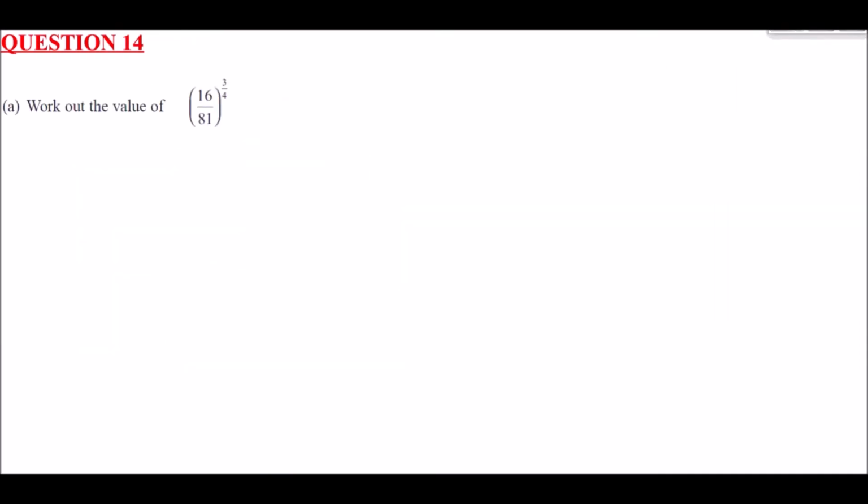Question 14a, one I've embarrassingly missed from the first recording, so here it is belatedly. So it's fairly straightforward, luckily, so I won't take too much time. Let's get to it. Work out the value of 16/81 to the power 3/4. So we've got a fractional power. So what we need to realise here is the top number means sort of what power we're raising it to. The bottom number relates to the root. And so what this means is we can think of it as the 4th root of 16/81.